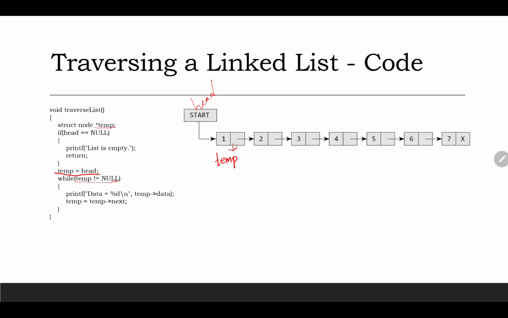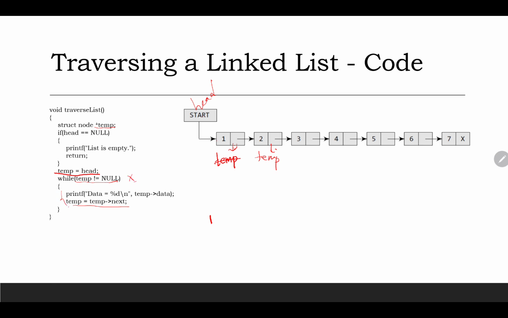So if it is not equal to null, it will print the data of this temporary node. So what is the data available? 1. So it will print the 1. Then what will happen? temp is equal to temp next. So it will move to the next node. Then again we have to check it is not equal to null. Yes, not equal to null. So we have to execute this loop.